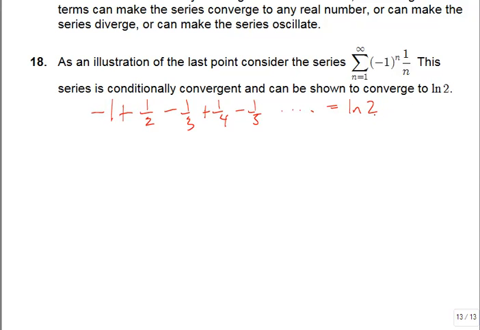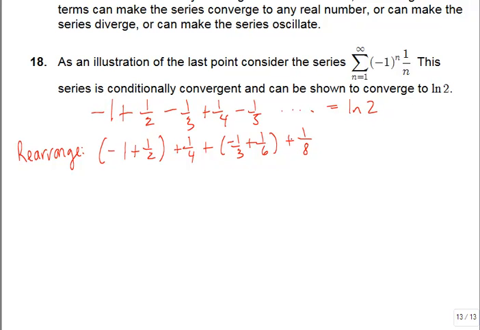So if we take a look at that and rearrange some of these terms a little bit, I'm going to take the -1 plus the 1/2 and group them together. And then I'm going to put the 1/4 right in between, and I'm going to group together the -1/3 and the +1/6 that would come over here. And then I'm going to follow that with my 1/8, which will be positive. And then I'm going to follow this by my -1/5 plus my 1/10. And then I'm going to have my +1/12, and so on. So every term is accounted for. I'm just reordering them.